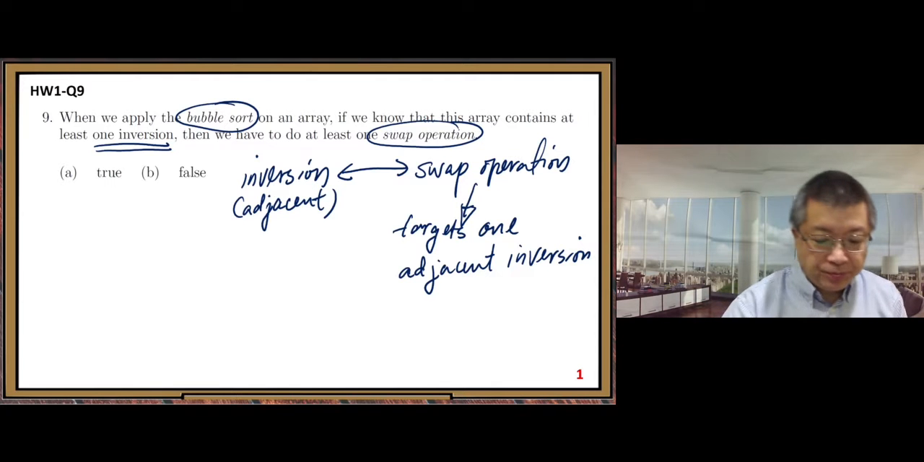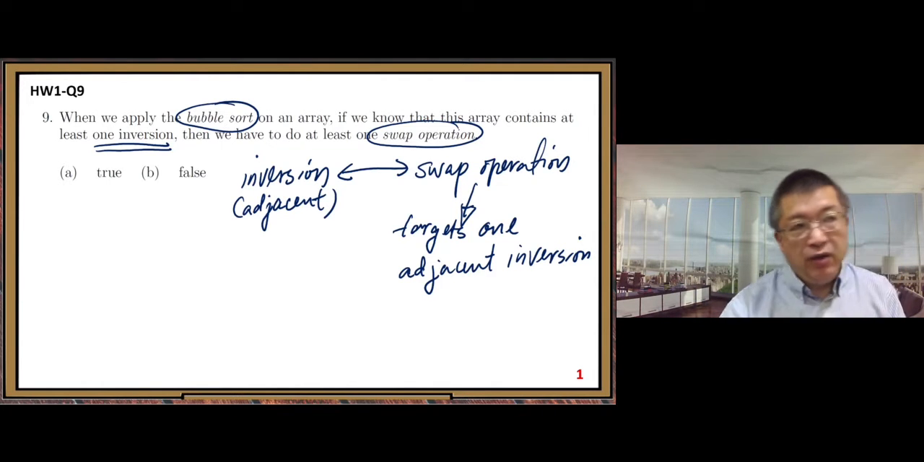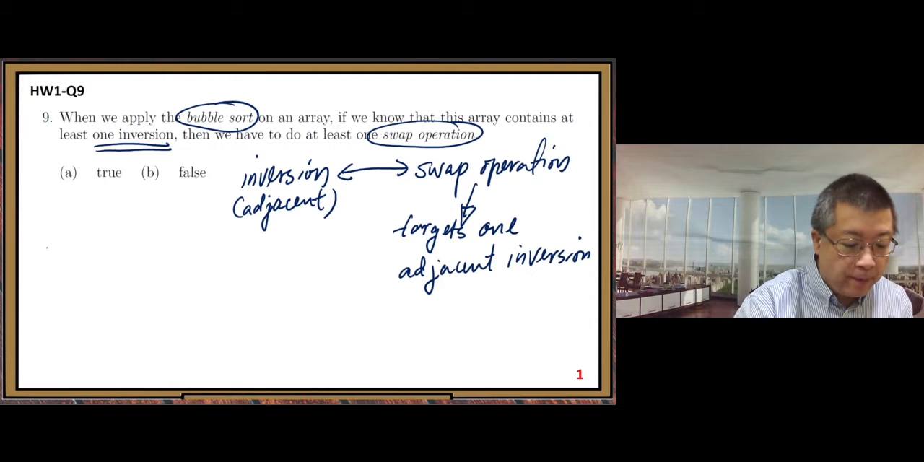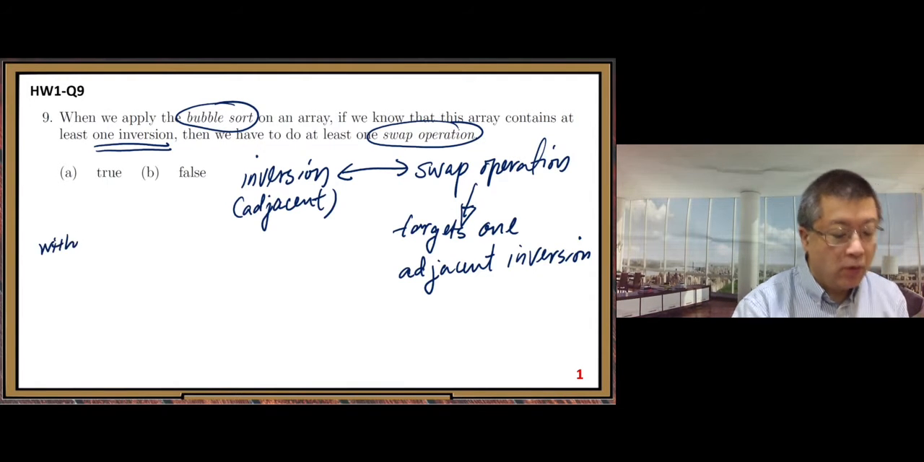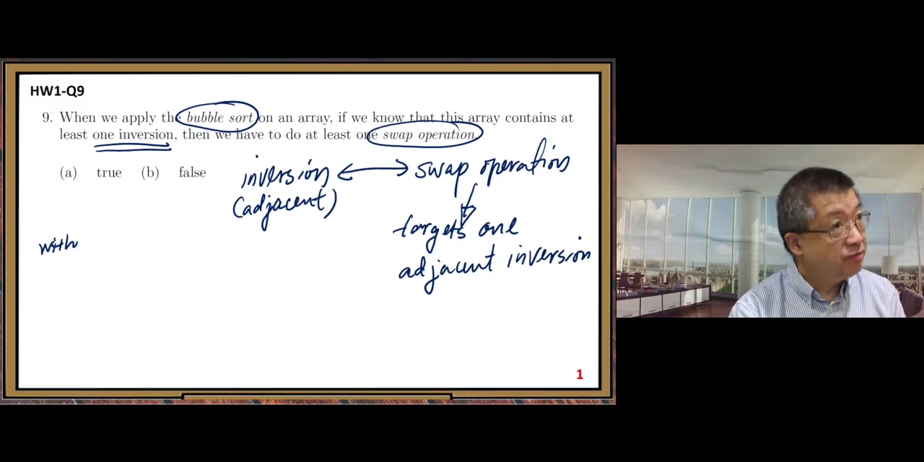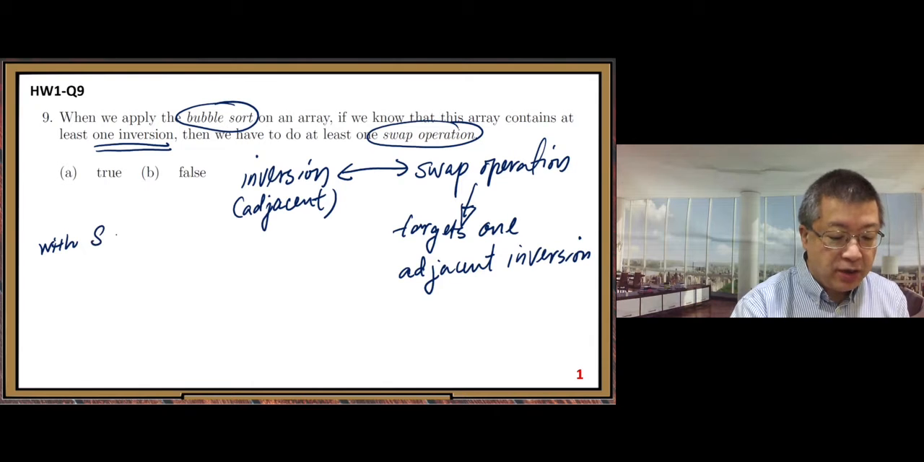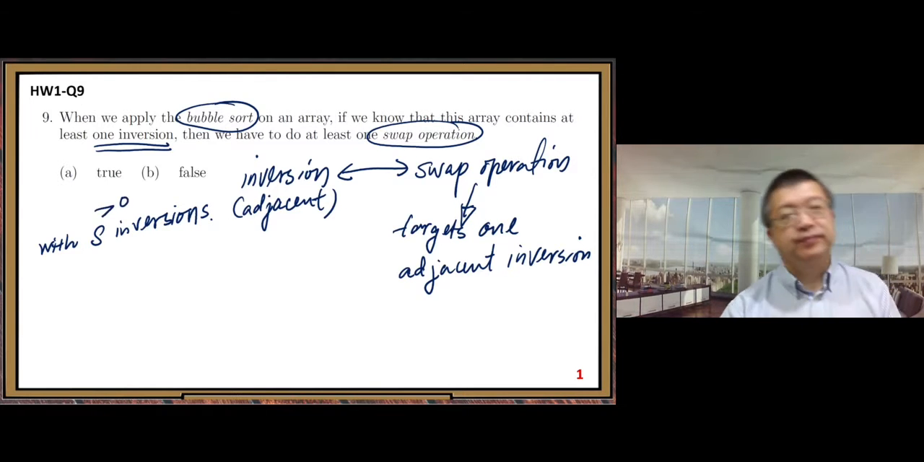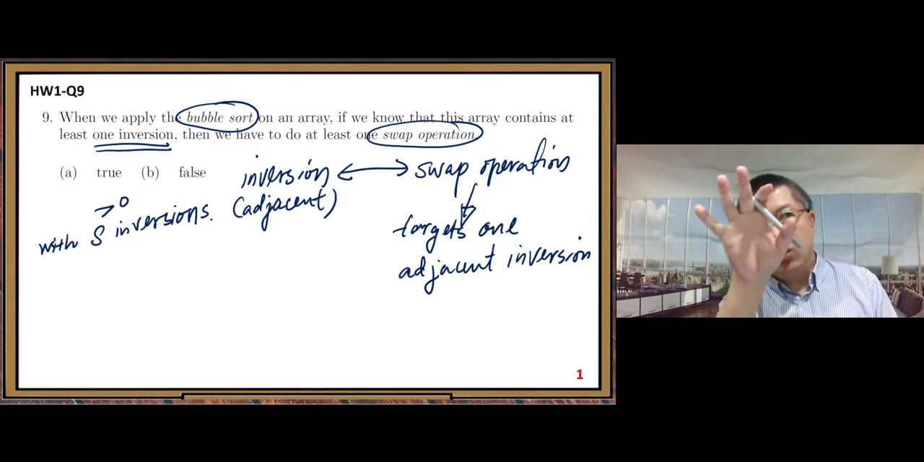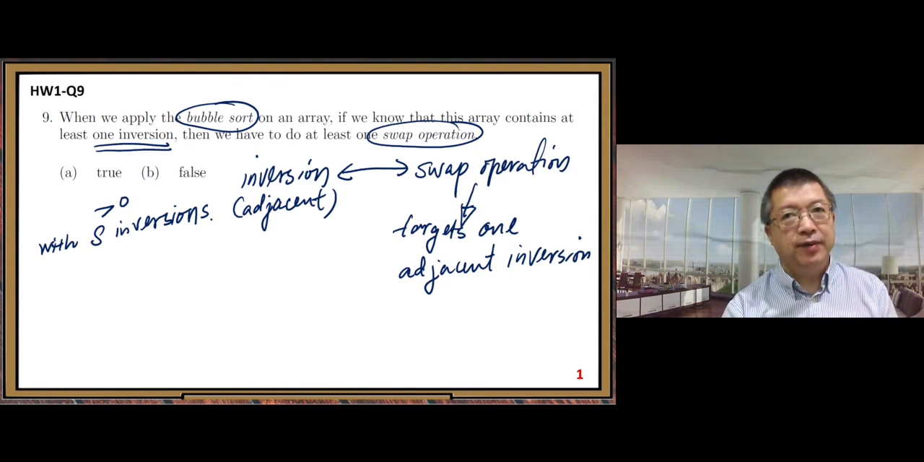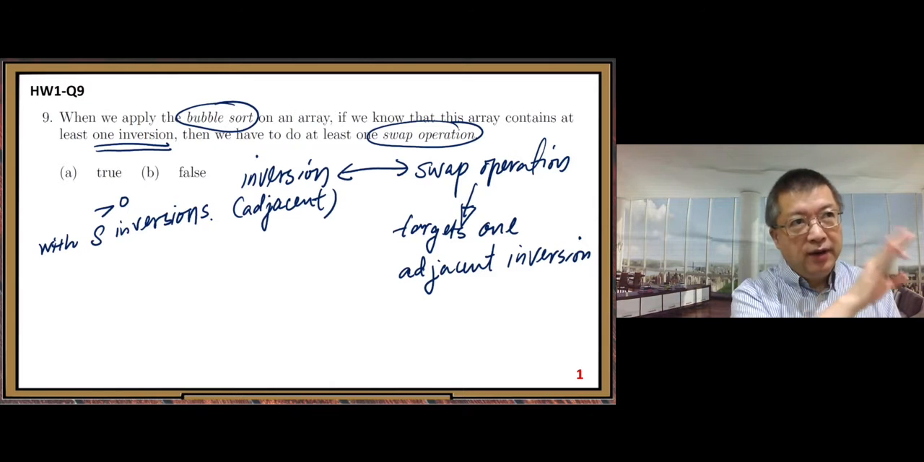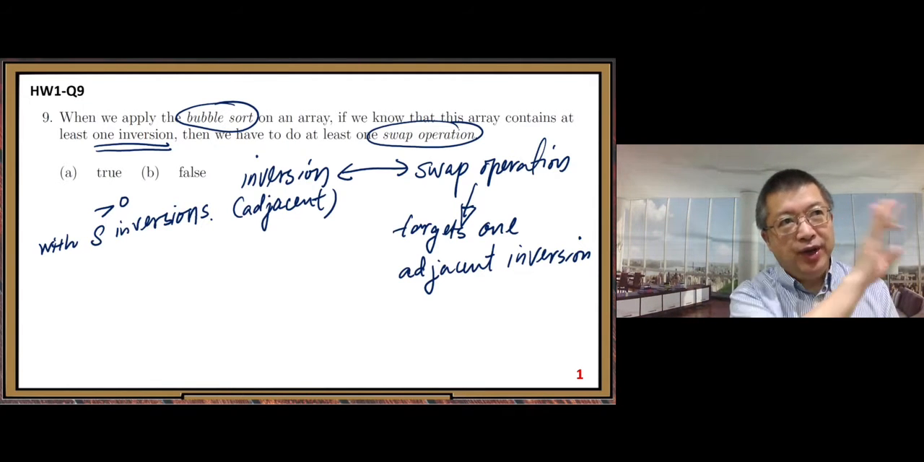I can do it this way. Given an array with a certain number of inversions, let's say with S inversions, S greater than 0, so that means it is not sorted. We do the bubble sort.